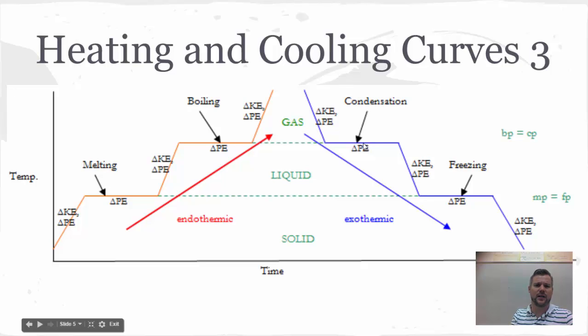So that's it for heating and cooling curves. You should be able to draw a graph and label all these points on this graph, including the delta KE on the diagonals. Flat would be delta PE, no temperature change. And then that this would be a solid, solid liquid, liquid, liquid gas, gas, or vice versa going down the cooling curve.